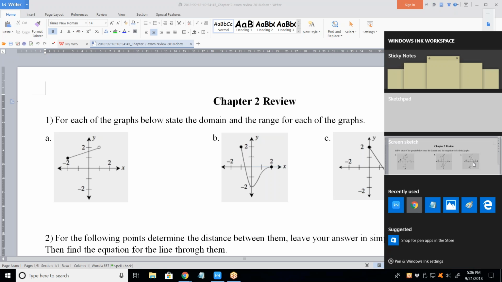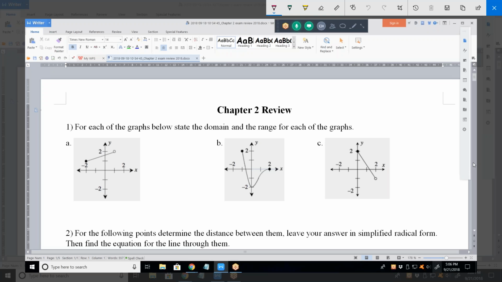There's a certain way you want to write this. I assume they want you to use interval notation? Let me teach you interval notation if you don't know what it is. Now, you use a bracket when it's a solid dot. You use a parentheses when it's an open dot.